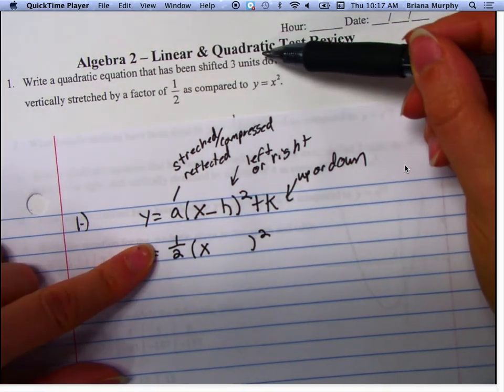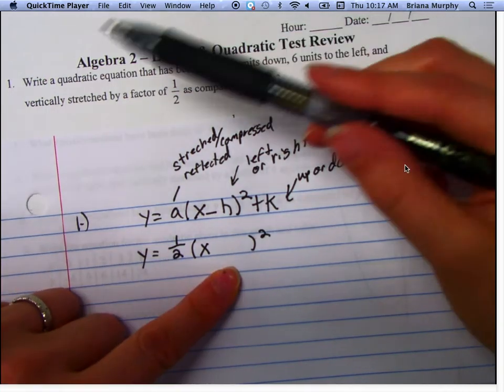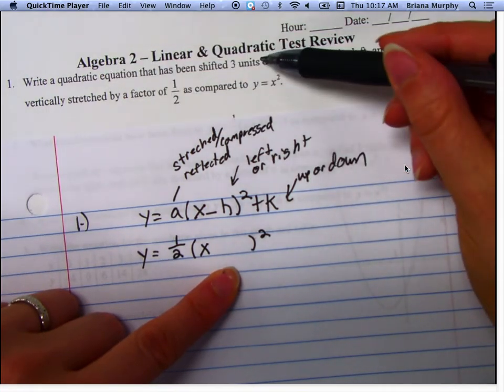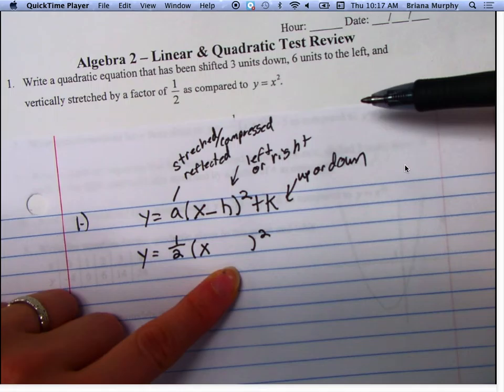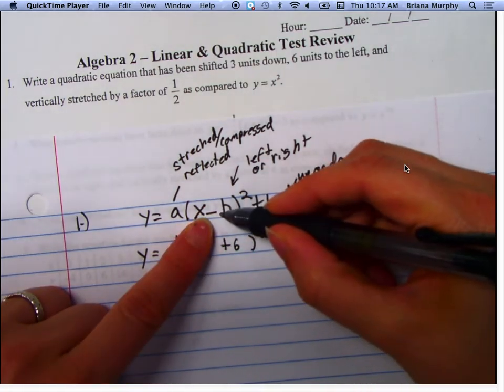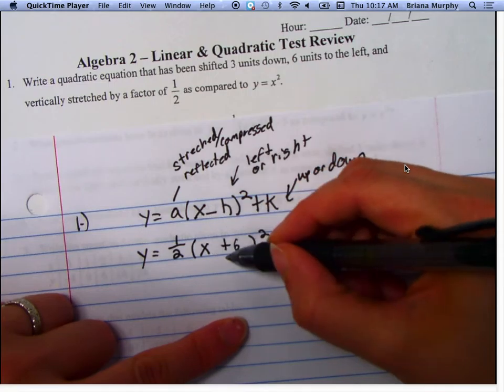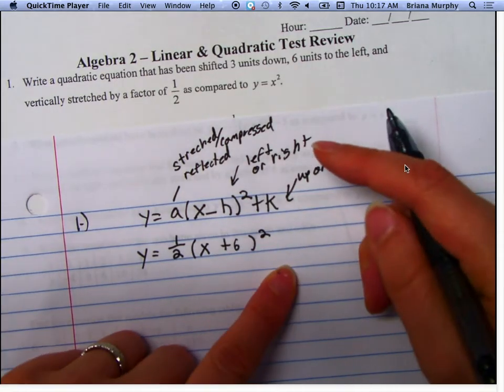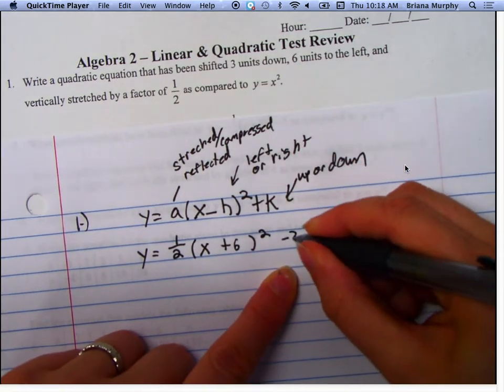What goes in for the H? Write a quadratic equation shifted 3 units down, 6 units to the left. Plus 6, because it's the opposite, right? A negative times a negative, you could put a negative 6 in there, but a negative and a negative makes it positive. Okay? Minus 3. That's it.